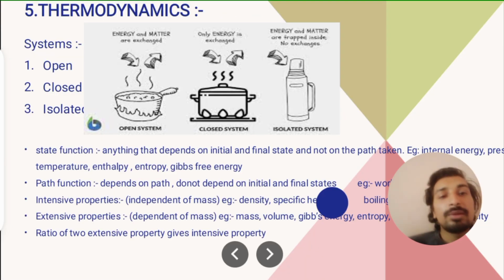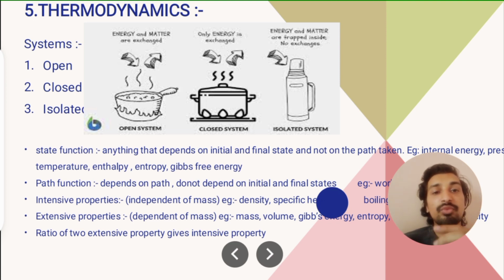Thermodynamics. So this is again a very important chapter. Thermodynamics is the study of heat, the flow of heat. Dynamics means movement, and thermo means heat. So there are different types of systems: open system, closed system, isolated system. So what is an open system?